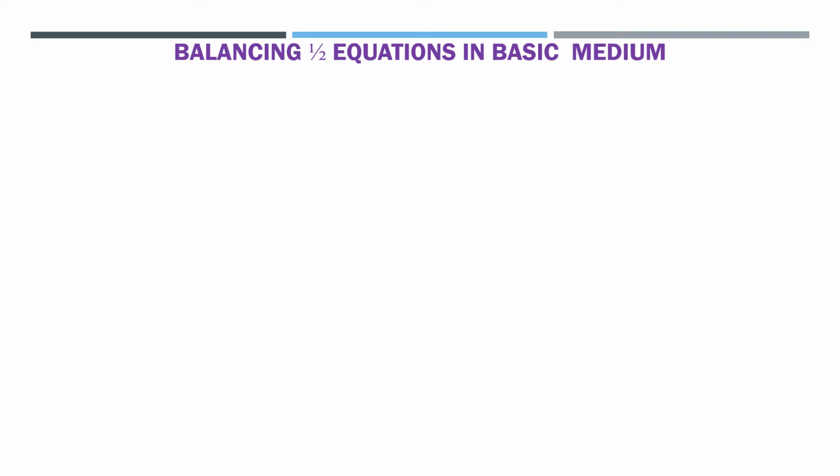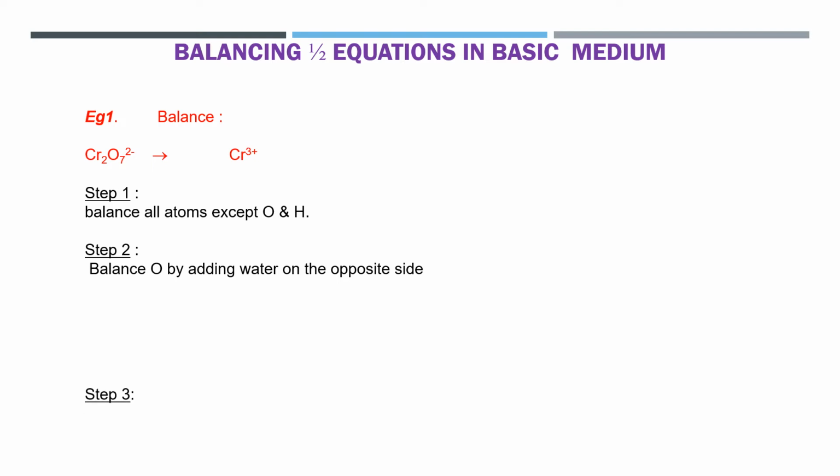Now when we balance an equation in the basic medium, the procedure is almost similar to the one we learned earlier on in the acid medium. Up to H plus, we will balance everything just like we did in the acid medium. So let's have a look at an example now. In this example, we are supposed to be balancing this equation in the basic medium. So what we will be doing is to follow step 1, 2 and 3.